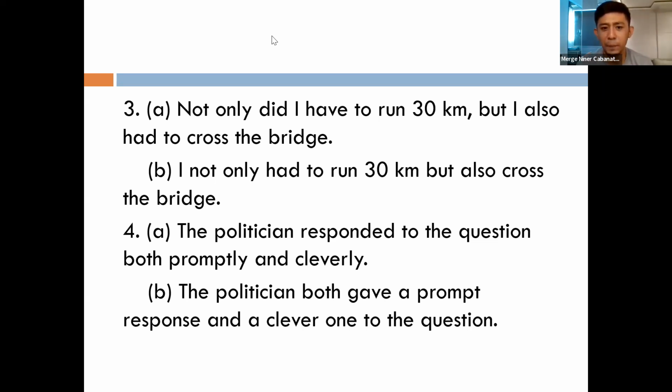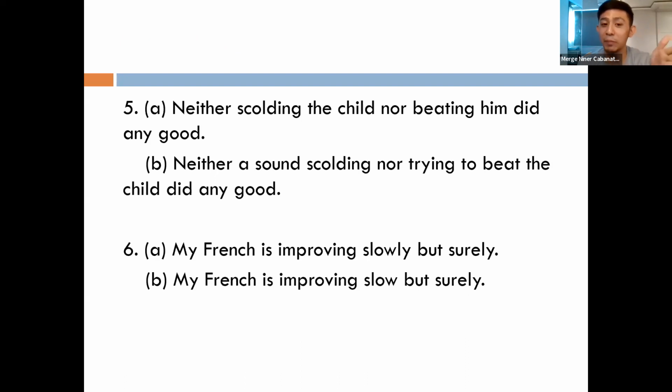Nahihirapan ba? Okay. Sir Nas answered letter A. What about the others? Sir Van also answered letter A. Mai and LP, including Riza, answered letter A as well. So you guys are also correct. Number 3, number 4, letter A. So promptly, cleverly. Parehong may ly. Parehong adverb. Okay.